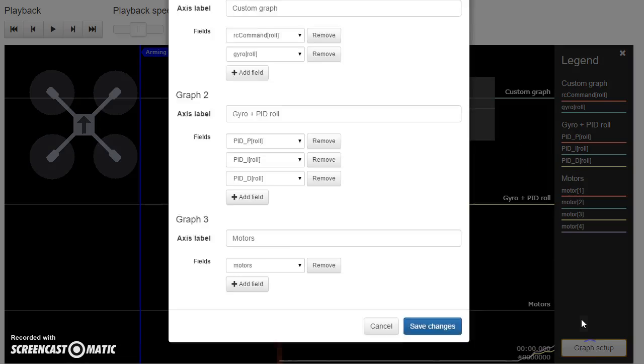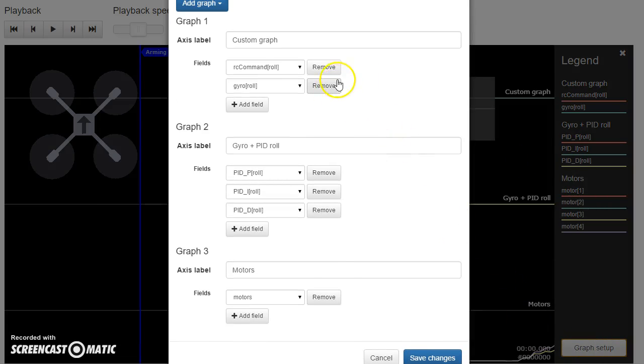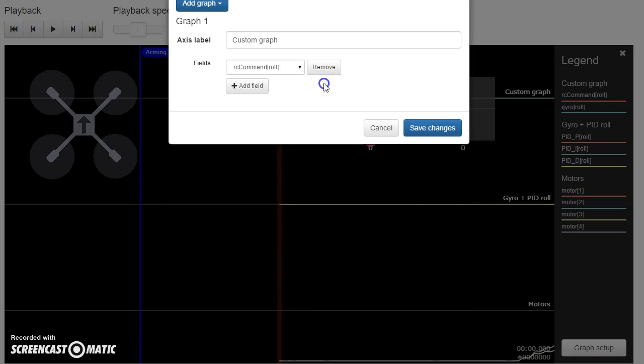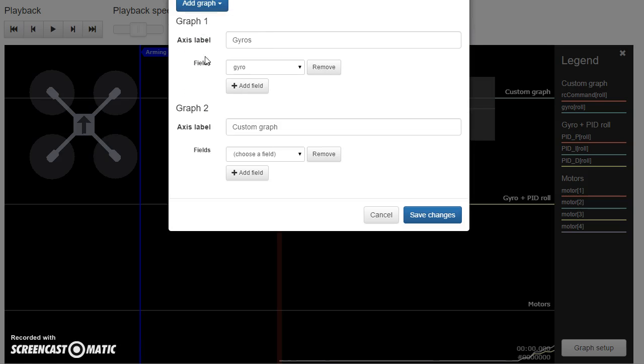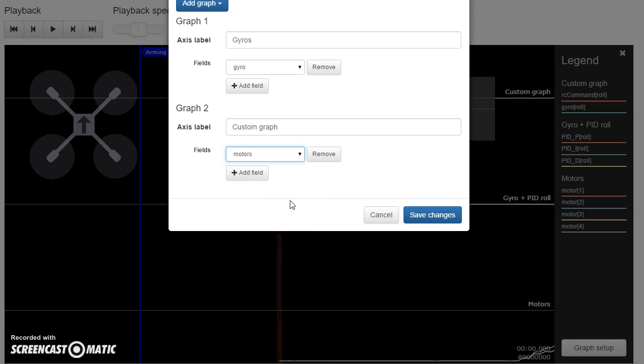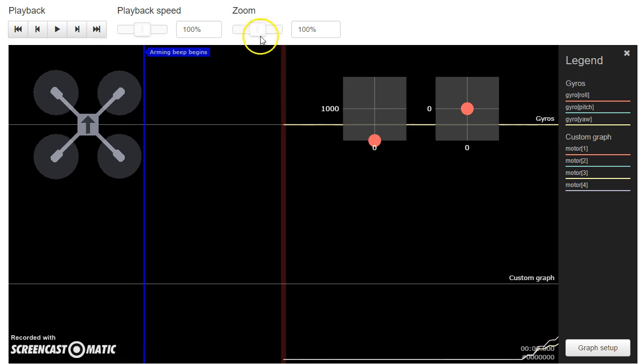Let's take a look there. As usual, I'm going to start by looking at the gyros and the motors. Gyros and the motors. And let's just see roughly how our filters are doing. And I'm going to zoom all the way out.